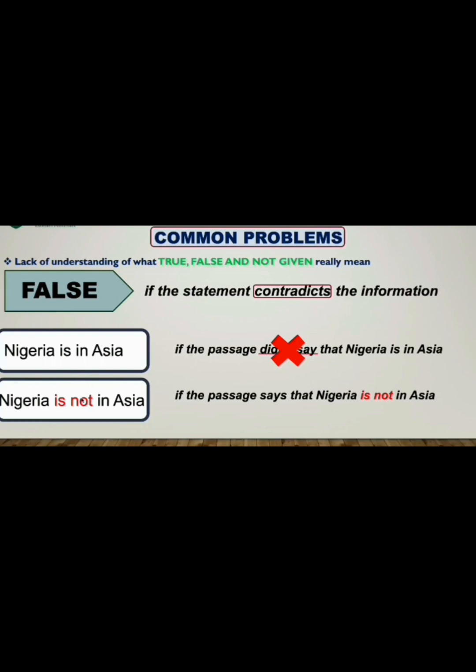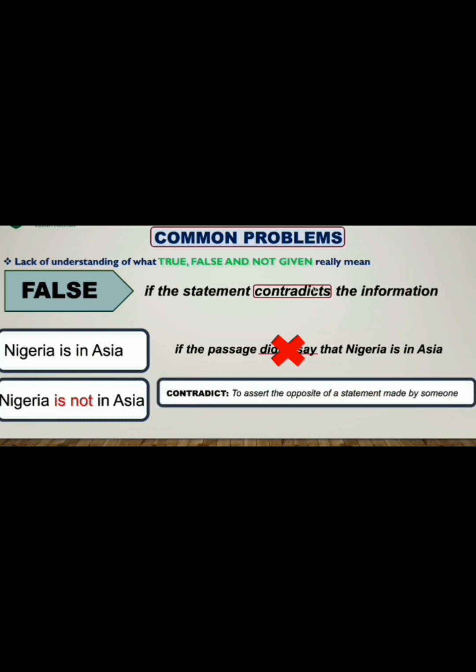So whenever you are given a statement, first of all, how can the statement be a false? What will be the incorrect form of the statement? That is what the passage should say. So if the passage says the incorrect form of the statement, that's the only way it can be a false. If we look at the word contradict as the anchor here, contradict means to assert the opposite of a statement made by someone. You see, to assert the opposite. So the passage has to say the incorrect form before you can have a false.